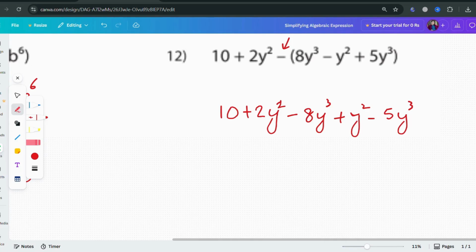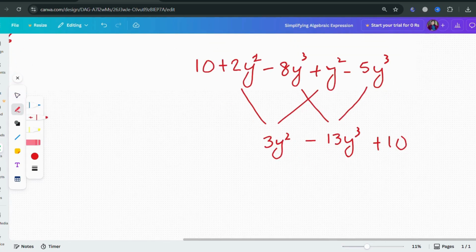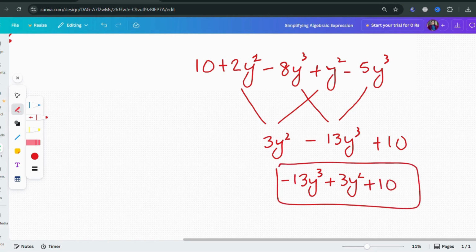So I have like terms, this one and this one. This is equivalent to 3y square. Then these two, that's equivalent to minus 13y to the power of 3, and this 10 will remain the same way. Now I'm going to just rearrange them. So minus 13y to the power of 3 plus 3y square plus 10. That is the answer for this question.